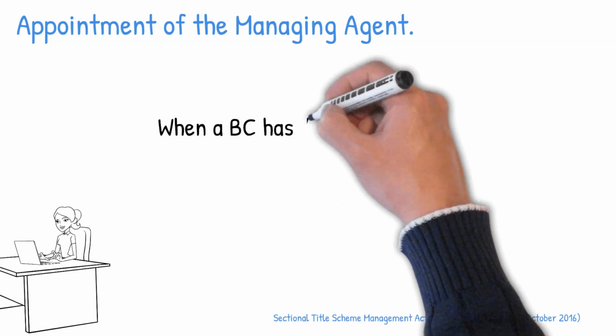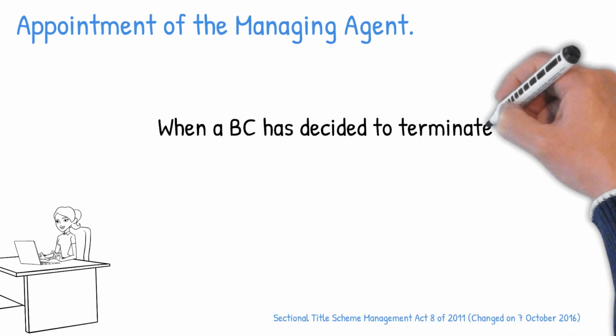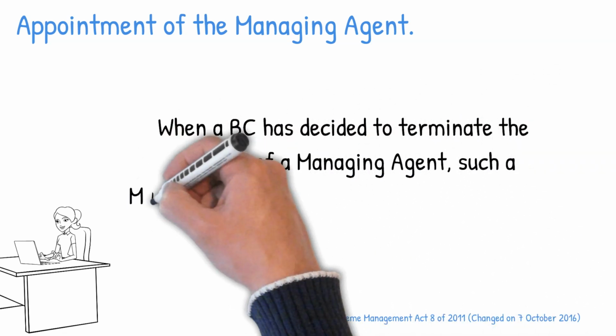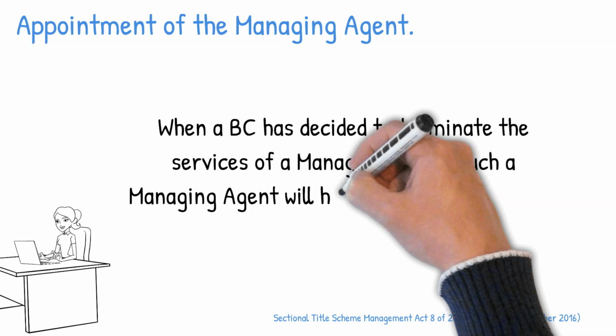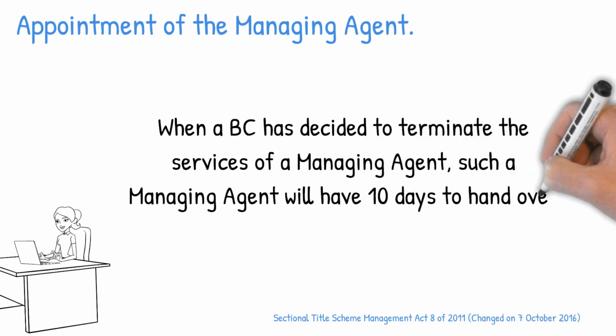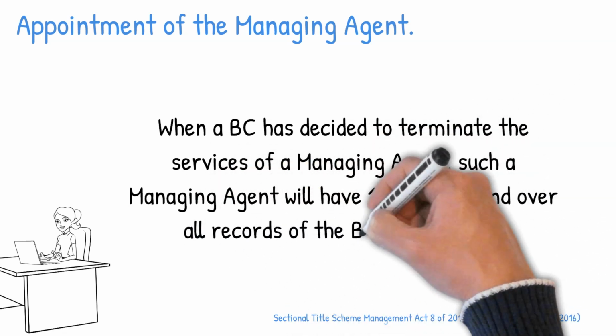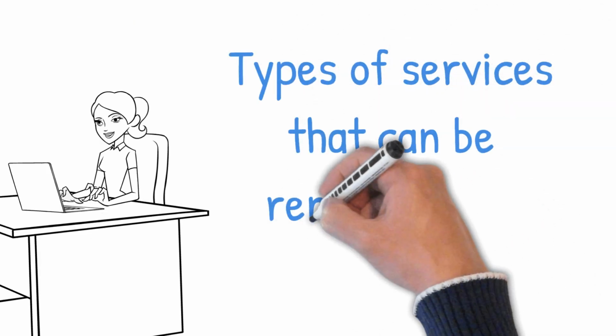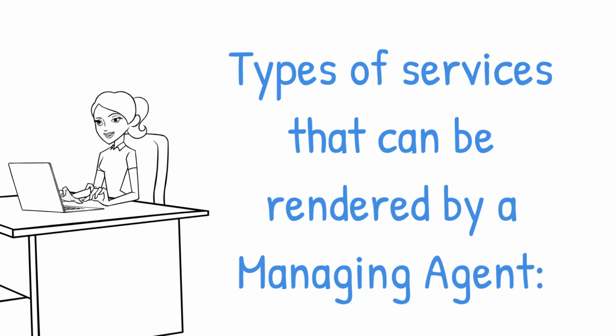Since the 7th of October 2016, when a body corporate has decided to terminate the services of a managing agent, the Sectional Title Scheme Management Act includes the provision that such a managing agent will have 10 days to hand over all records of the body corporate. Let's look at types of services that can be rendered by a managing agent.